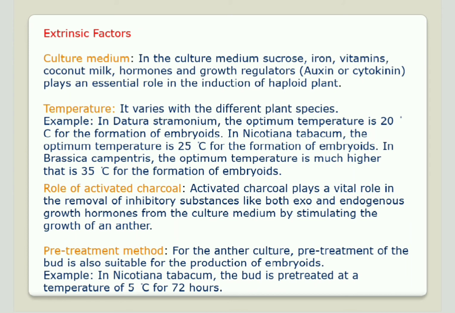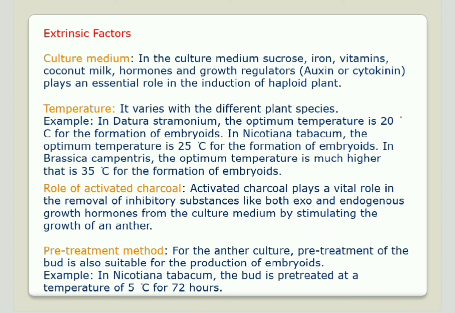and the pre-treatment method. In the culture medium, sucrose, iron, and very important growth regulators like auxin and cytokinin play an important role to form haploid plants from the diploid one naturally. Then temperature varies with the different species, as in the example you can see of Datura. Then the role of activated charcoal: it plays a vital role in the removal of inhibitory substances, like both exogenous and endogenous growth hormones, from the culture medium by stimulating the growth of an anther.